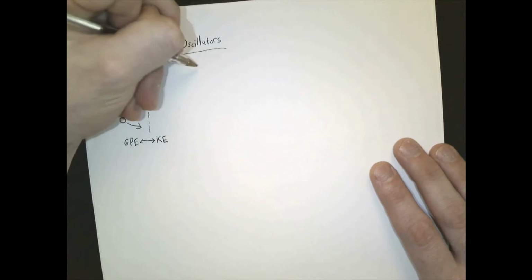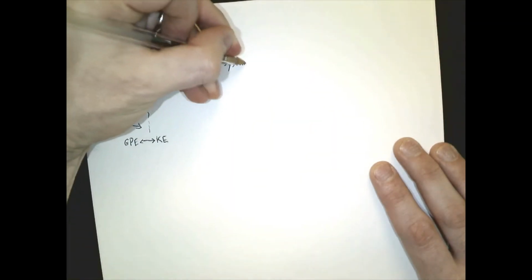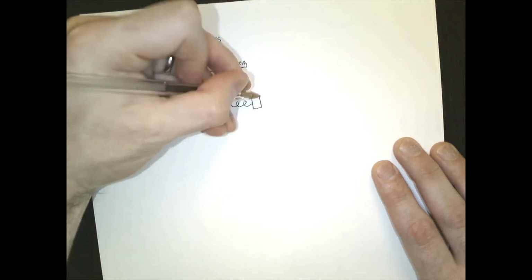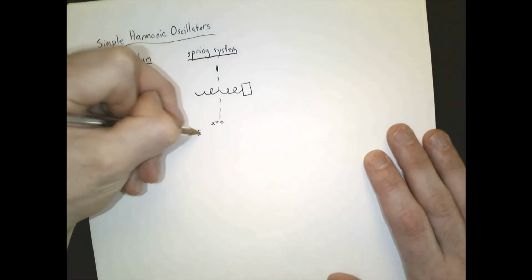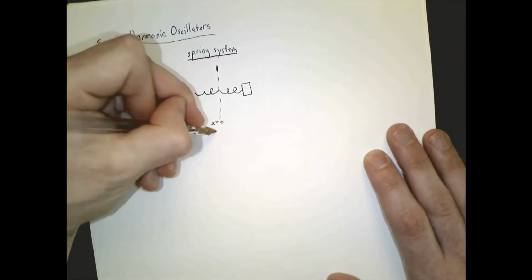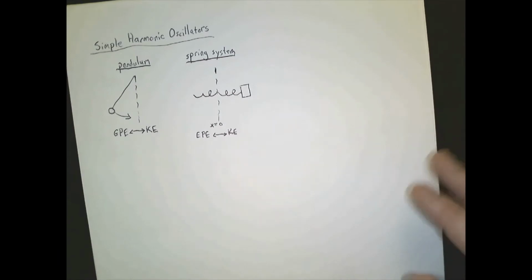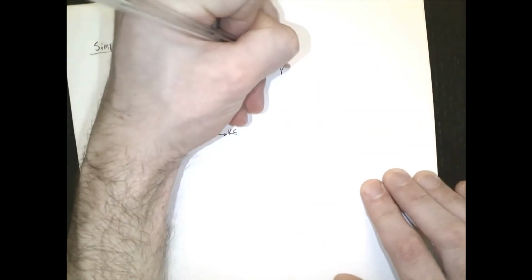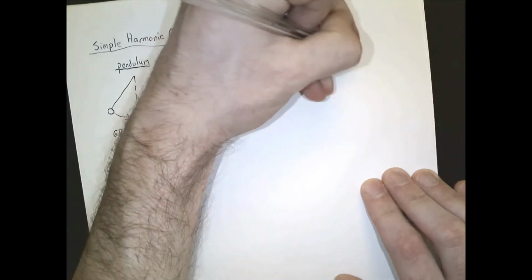We also had our spring system. This was a mass on the end of a spring. Again, we stretch that spring from its equilibrium point. We let go, and we now allow that spring system to convert elastic potential energy, or spring potential energy, into kinetic energy and back and forth. So each of these two systems is defined by a period. It is the time it takes for one complete cycle.